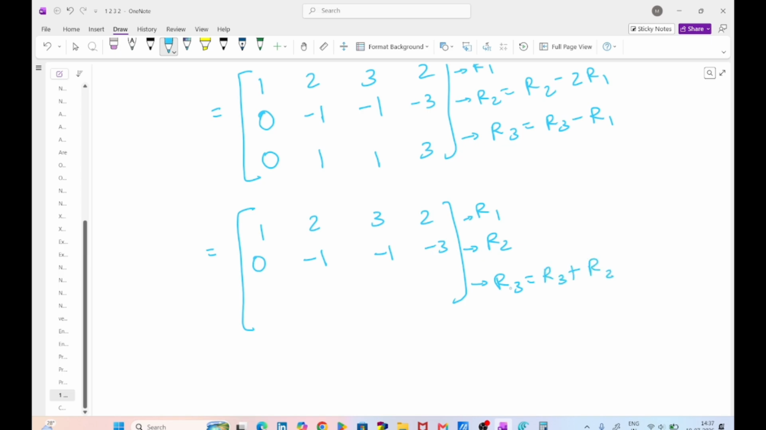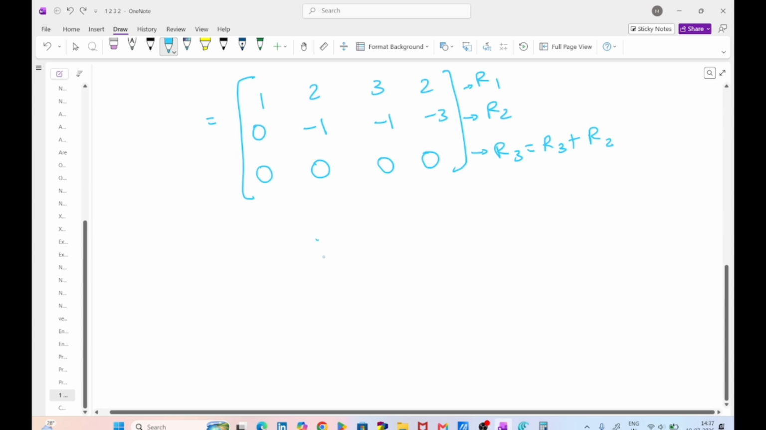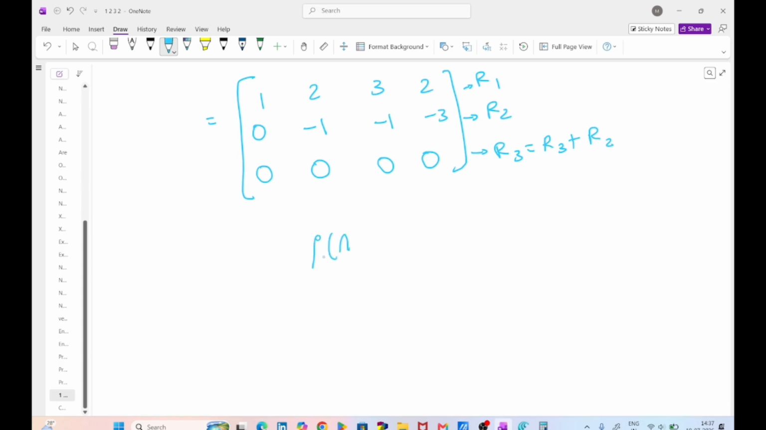We know that 1 plus into minus 1 will become minus 1, minus 1 plus 1 is 0. Similarly, this will also become 0. This will also become 0. We know that 3 plus minus 3, 3 minus 3 is equal to 0. Then we know that the rank of the matrix A is equal to the number of non-zero rows, which is equal to 2.